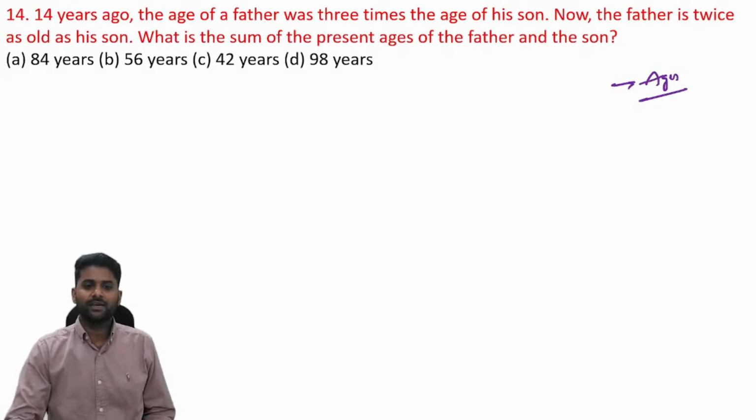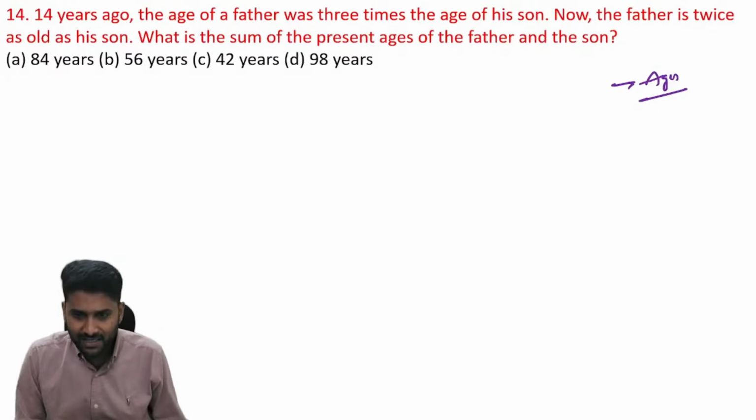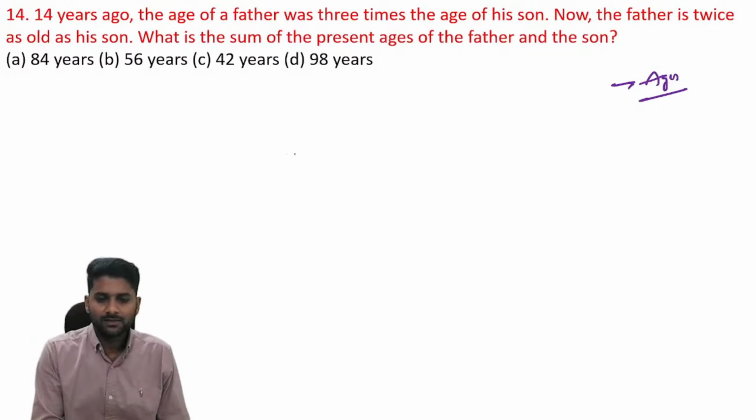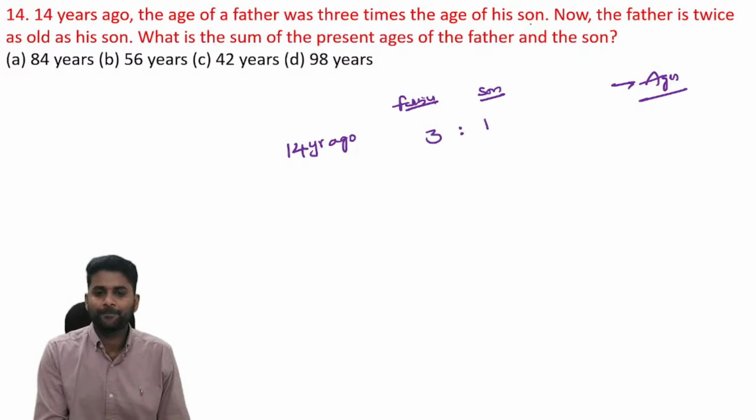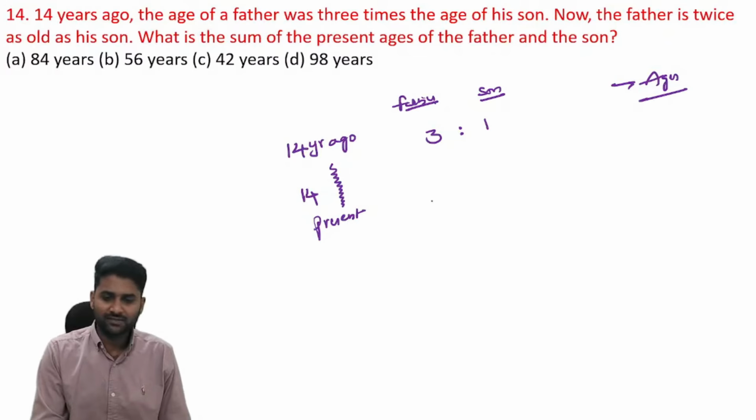14 years ago, the age of father was 3 times the age of son. See, 14 years ago, we have information about father and son. And the ratio is 3 is to 1. Now the father is twice. Now they are talking about the present. Again, if you check their ages, father is twice the son.